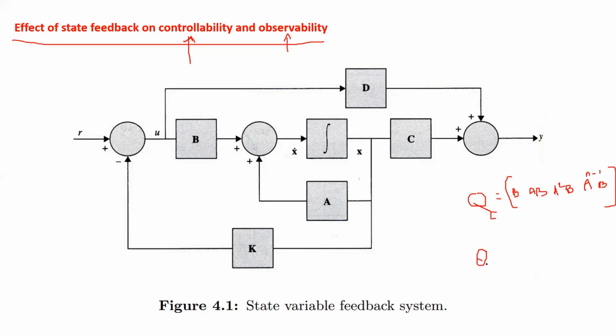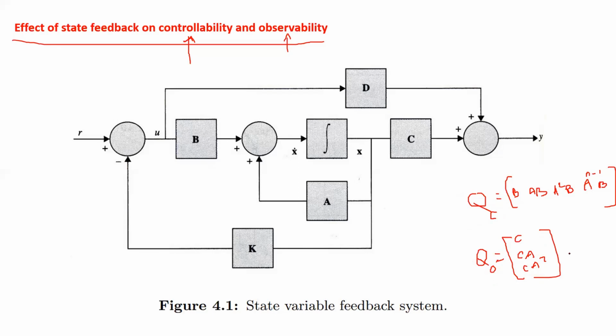To verify observability of the system, the composite matrix Q naught is a column of row matrices: C, next C into A, next C into A square, and like that we have the expression. After finding this composite matrix, we have to verify the rank. If the rank is equal to the order of the system, we can say the system is controllable. If the rank is not equal to the order, the system is uncontrollable.